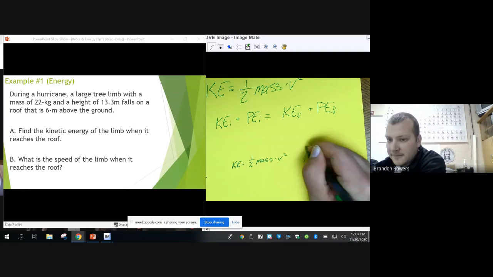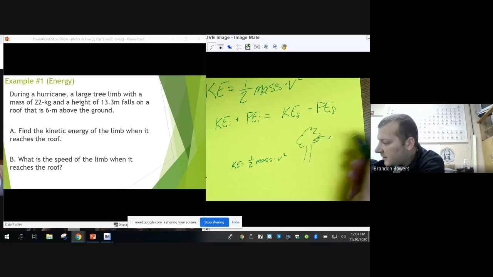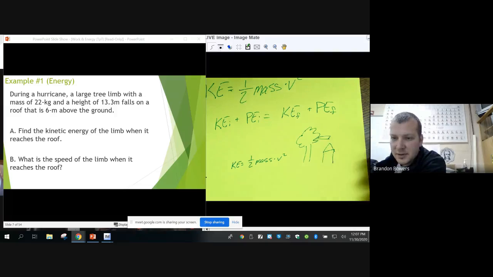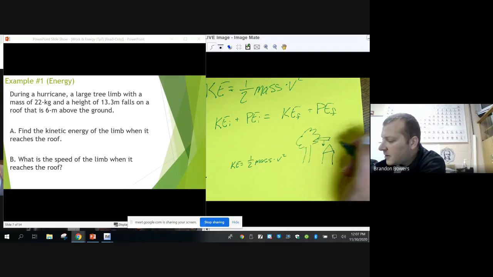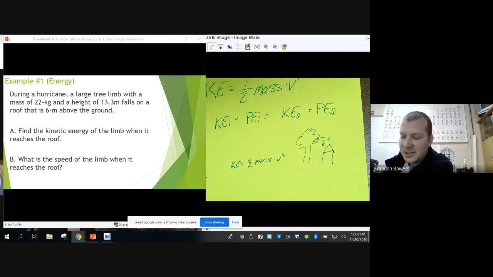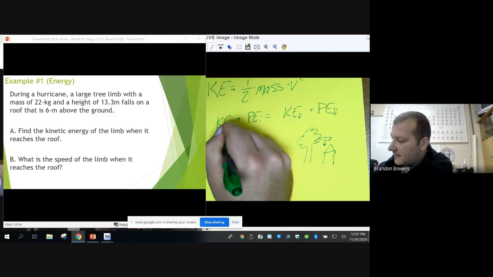I'm going to draw a tree. This branch is going to fall down on the roof. Oh, that's a terrible drawing, but it's good. So this branch is going to fall down on the roof. What's its initial kinetic energy? 0. I like that. So I can just get rid of that.